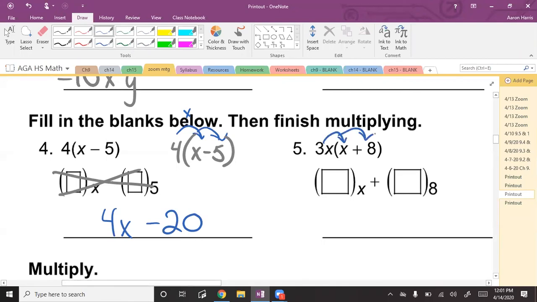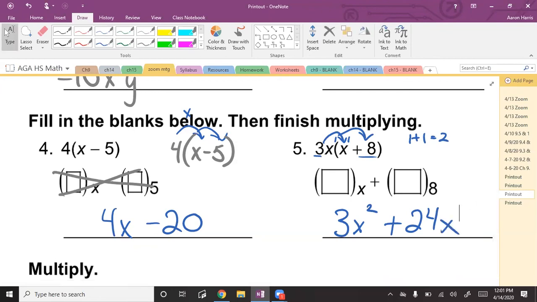Since I got you on, let's do this one too. What's 3x times x? 3x to the power of 2. There you go. 3x squared. Because this is a 1, this is a 1. What do we do? We add the ones. So I get 2. 3x times 8. 24x. There we go. Because 3 times 8 is 24. There's nothing for the x, so I just leave the x. That's a beautiful job. Great job, great job.